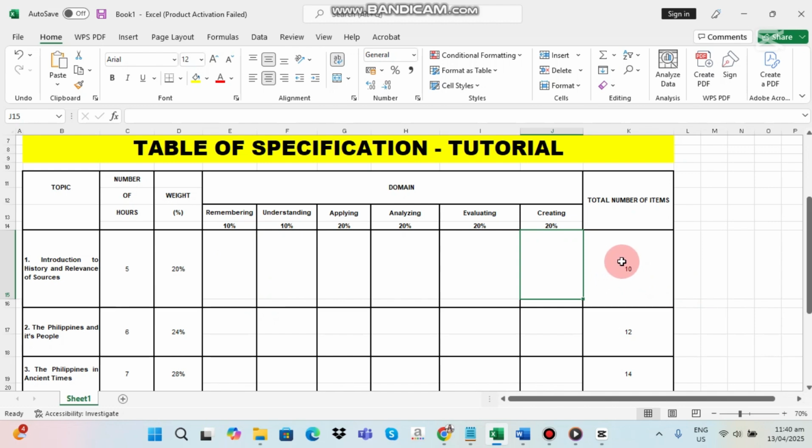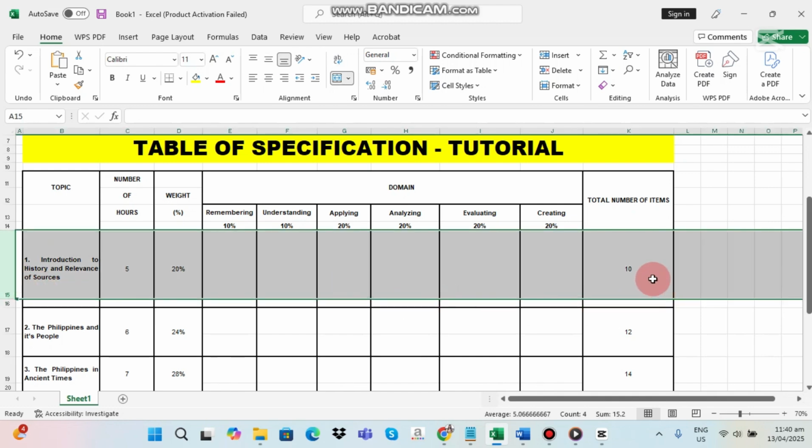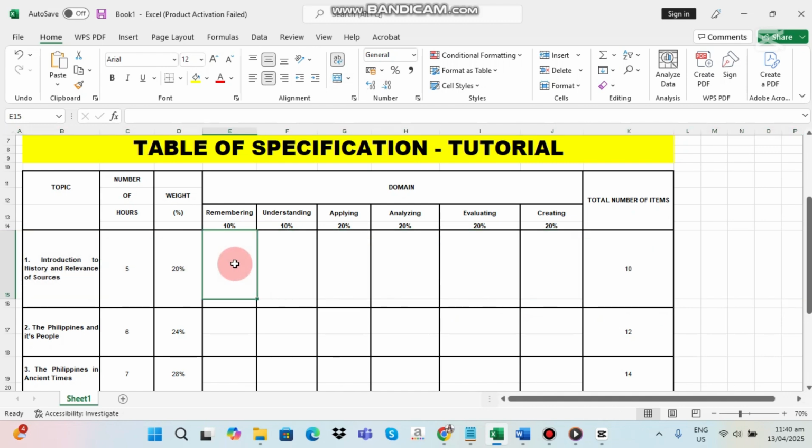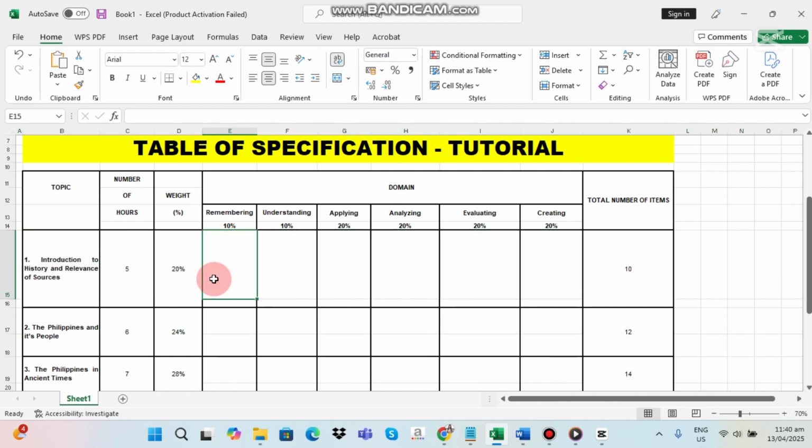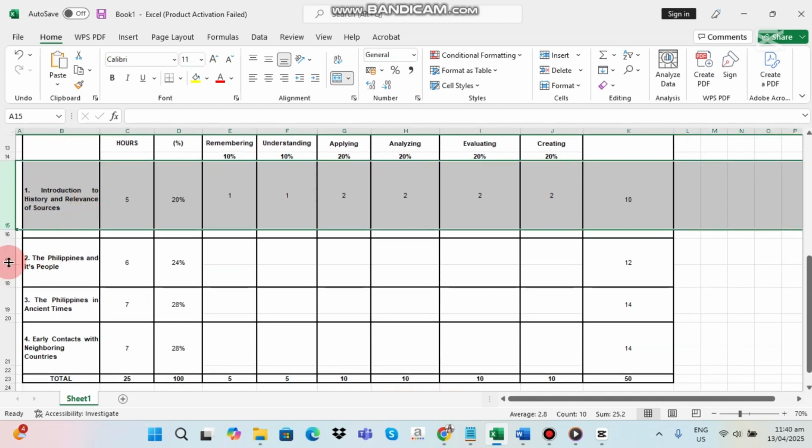Since we already have our total number of items, it would be easier for us to place the item number. Since we have here 10, we always see to it that the number of items in this row is equivalent to 10. So let's start. Let's say we have one item for remembering for this topic, and for understanding, we also have one. For applying, two, and then two, two, two. So let's add: 1 plus 1, 2, 4, 6, 8, 10. And we are correct.